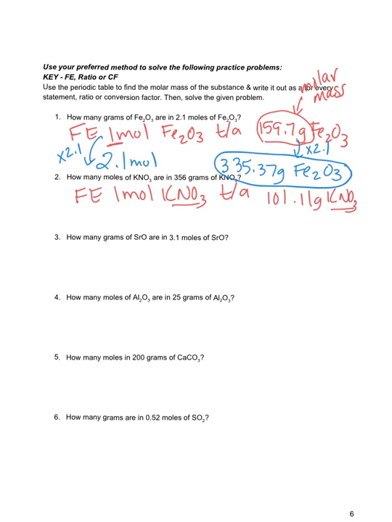Now it says there are 356 grams of KNO3. So to go from 101 to 356, I get 3.52 and multiply by 3.52. How did I get that? I took 356 divided by 101.11. So now I go times 3.52, and I get 3.52 moles of KNO3.